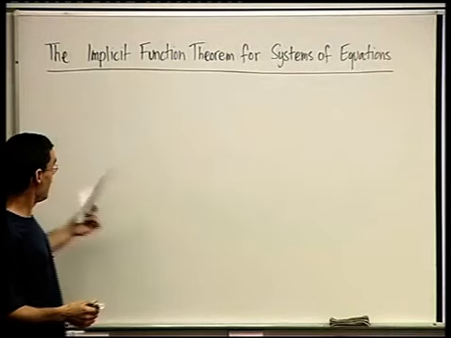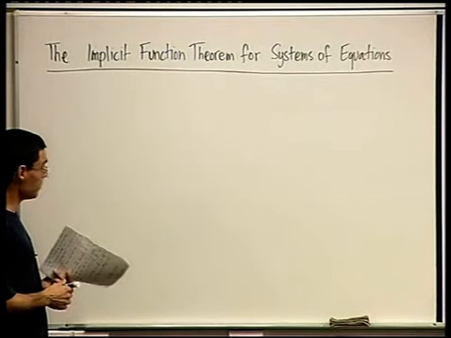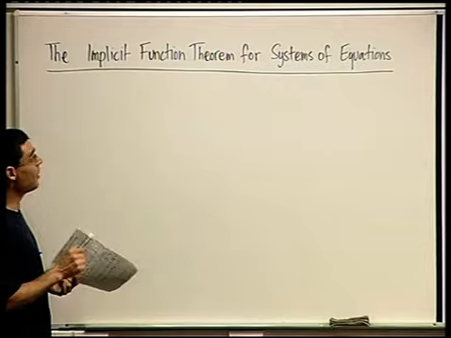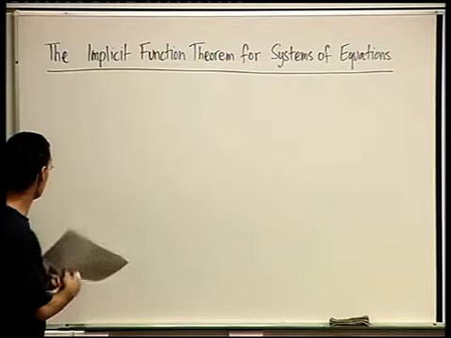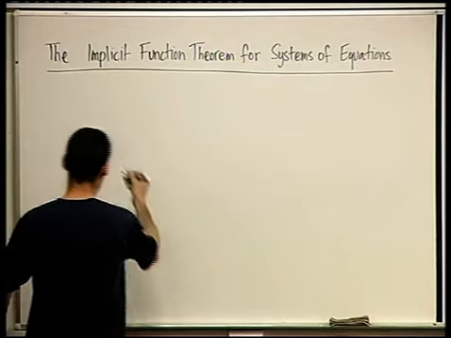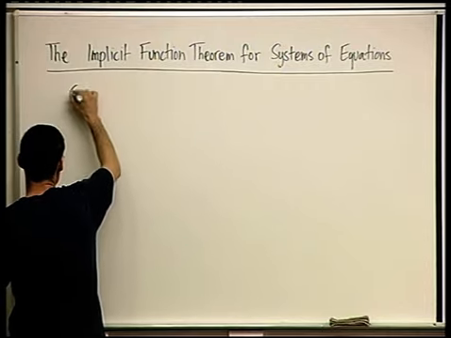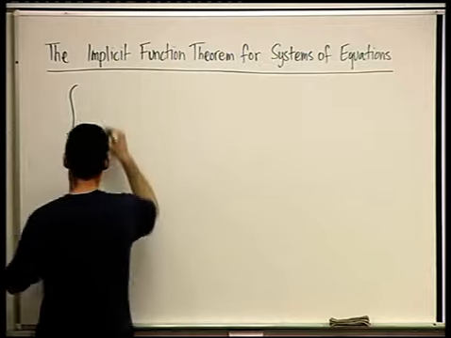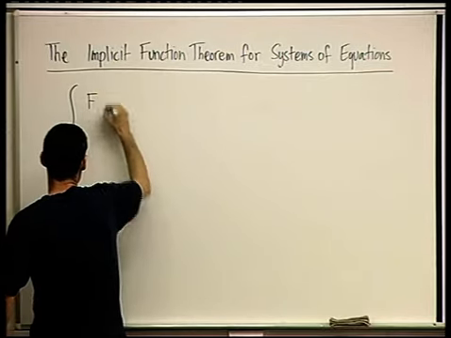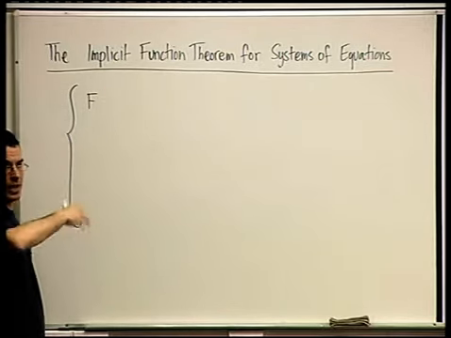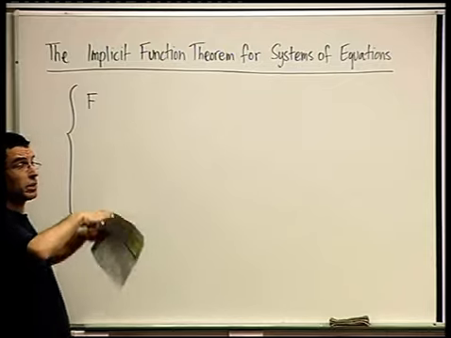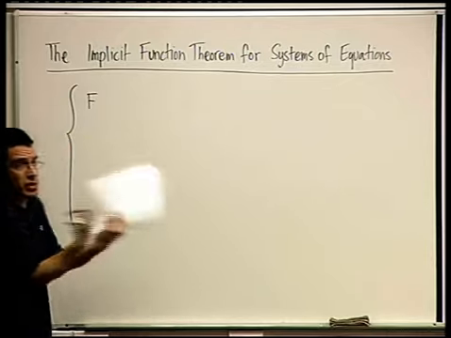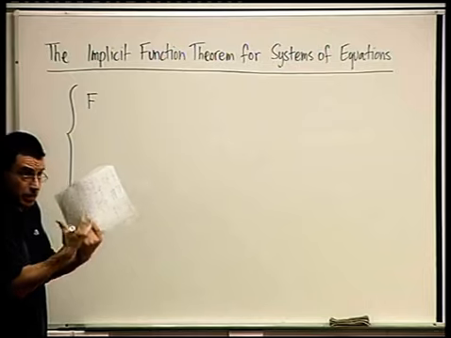Okay, in this clip we want to talk about still the implicit function theorem, but now for systems of equations. So let me write what a system of equations is. Suppose we have, remember we had f of x y or f of x y z equals 0. That was the relation from which we wanted to extract an implicit function.